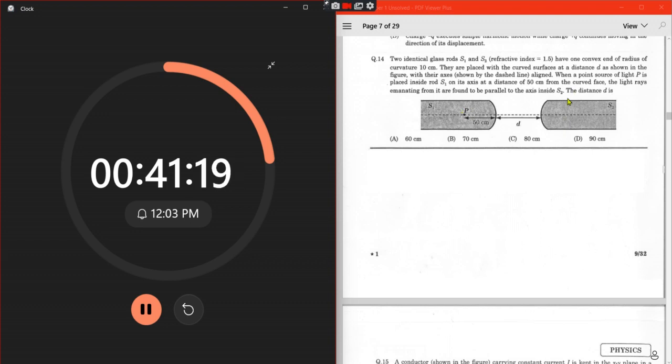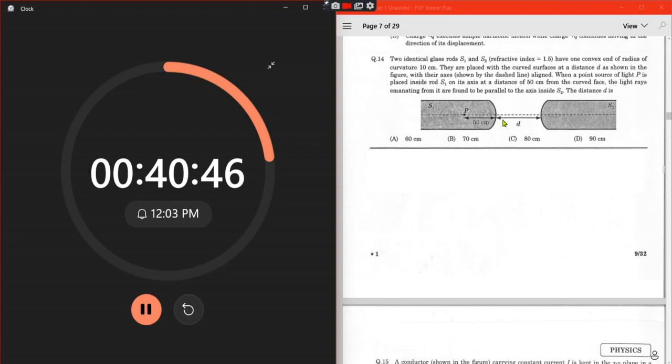So u is equal to, I know I should not apply the formula here, but I'll somehow do it, just negative 50. Rays are found to be parallel to the axis inside S2. Distance d is understood. So parallel means the final image will be at infinity, so v finally will be infinity, right?